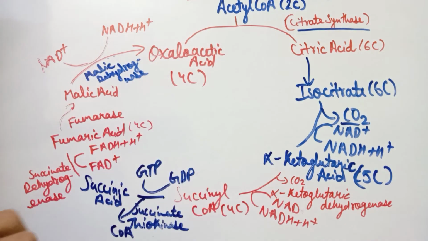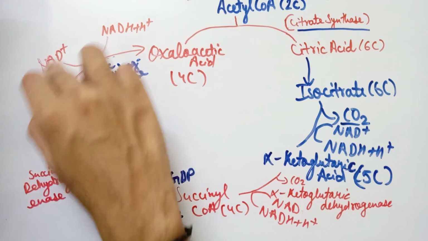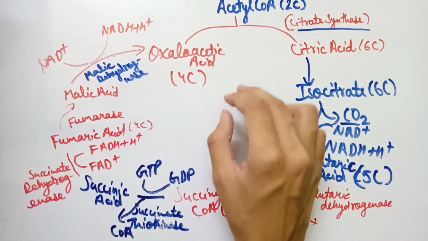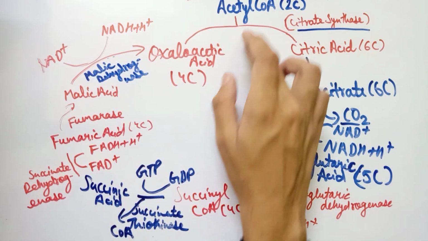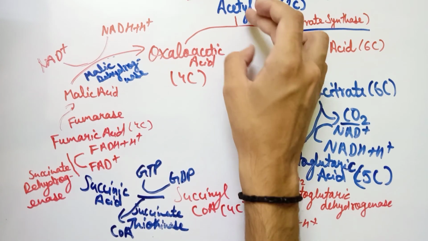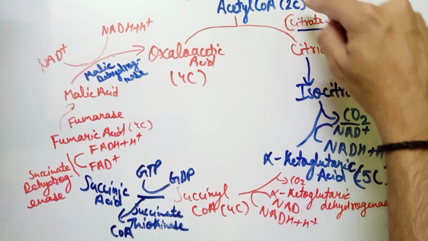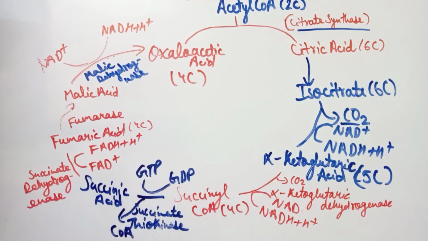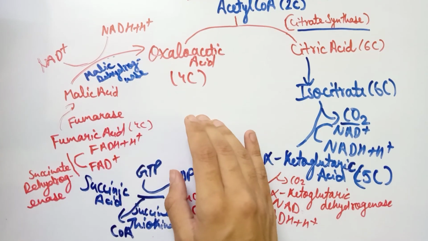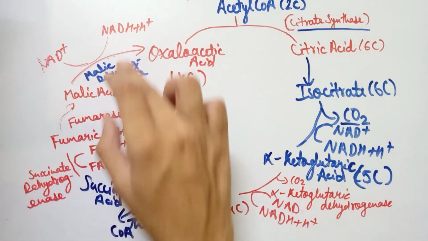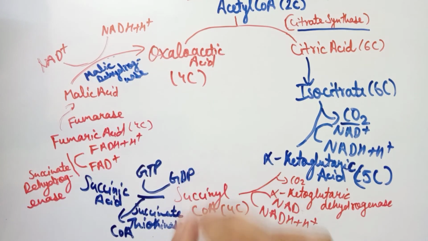And this in turn completes the citric acid cycle, because malic acid is converted to oxaloacetic acid, and again when acetyl CoA enters this cycle, it combines with oxaloacetic acid and again forms citric acid. In this way the cycle continues, and in turn produces ATP and GTP and NADH2 molecules.